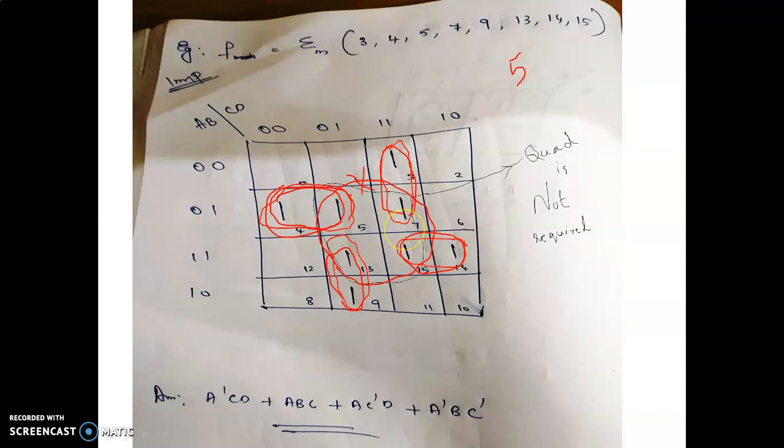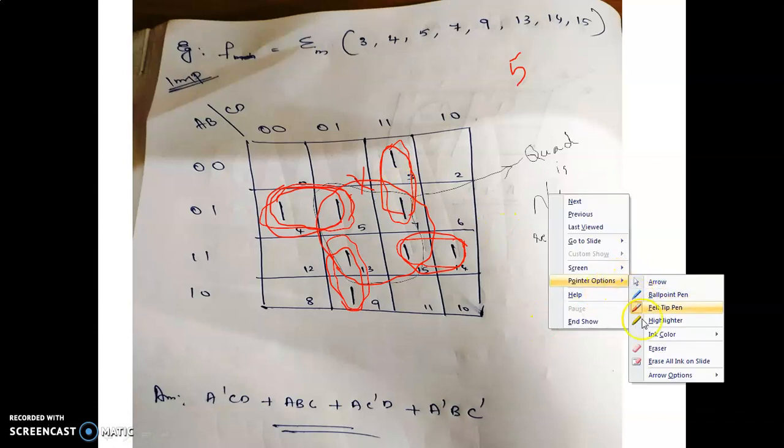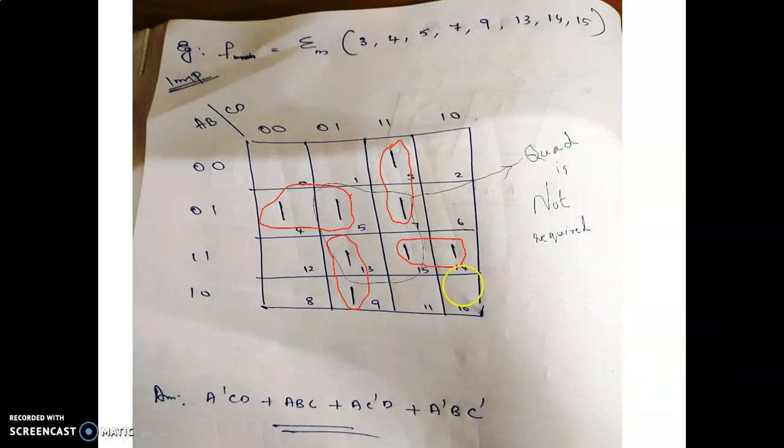We are keeping it as few as possible. So in this question, keep in mind the quad is a redundant one. It's a repetition of the already grouped ones. Hence, the quad is not required. That is, this quad's ones are already grouped.